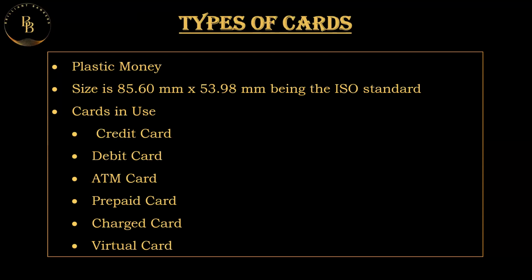And the ISO standard mentions the dimensions, the mechanical strength of the card, and the electrical properties the card should hold, like that of the magnetic strip technology and also the chip card technology, so that all the cards can be used across all card slots in the ATMs and the POS machines, etc. So the different cards in use are the credit card, the debit card, the ATM card, the prepaid cards, the charge card, and the virtual card. Now we will go through all the cards in detail.